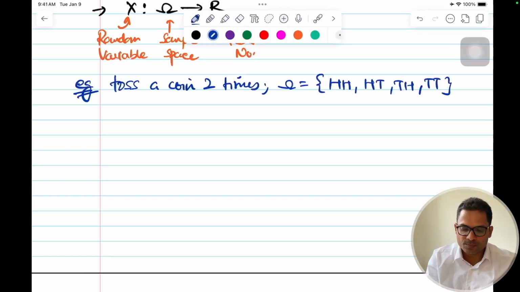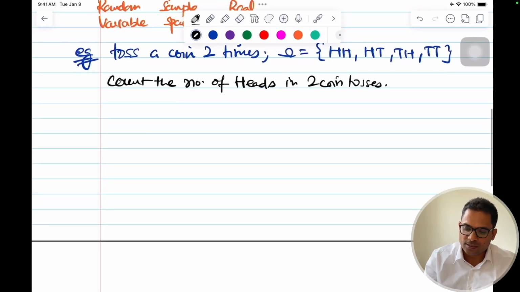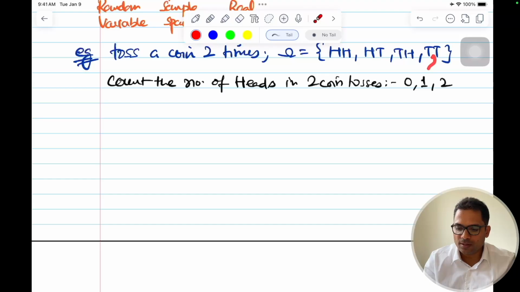For example, we want to count the number of heads in 2 coin tosses. What are the possible numbers of heads? It can be 0 heads, 1 head, or 2 heads. 0 heads when we get tails in both tosses. 1 head in these two, either I get a head in the first toss or in the second toss. 2 heads means in both the tosses I get heads. So these are the possible outcomes, and I want to map this to real numbers.